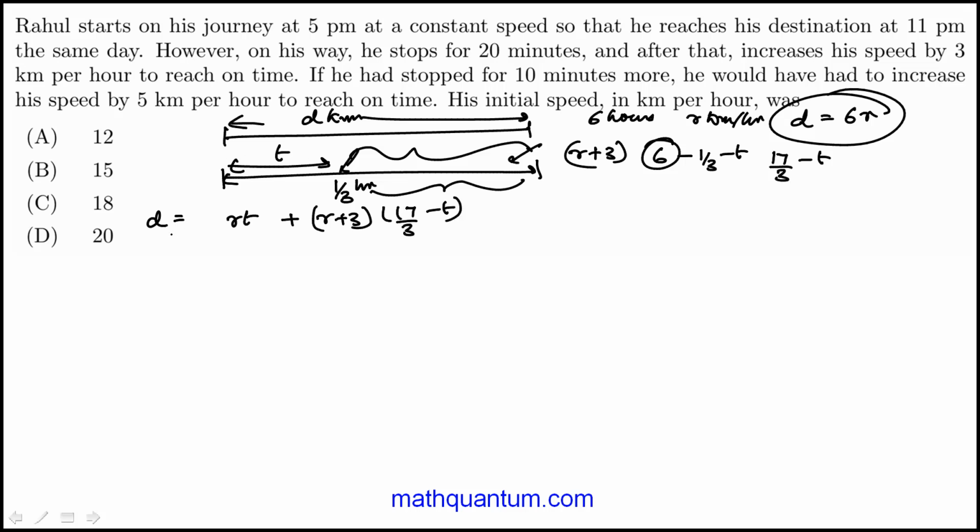And then we do the same thing for the second case where he stops for 10 minutes more. Here, his speed will be 5 kilometers per hour higher, and he stops for half an hour, which means the remaining time here is 11 over 2, 5.5 hours minus t. So you'll get the same thing if you do the similar calculation.